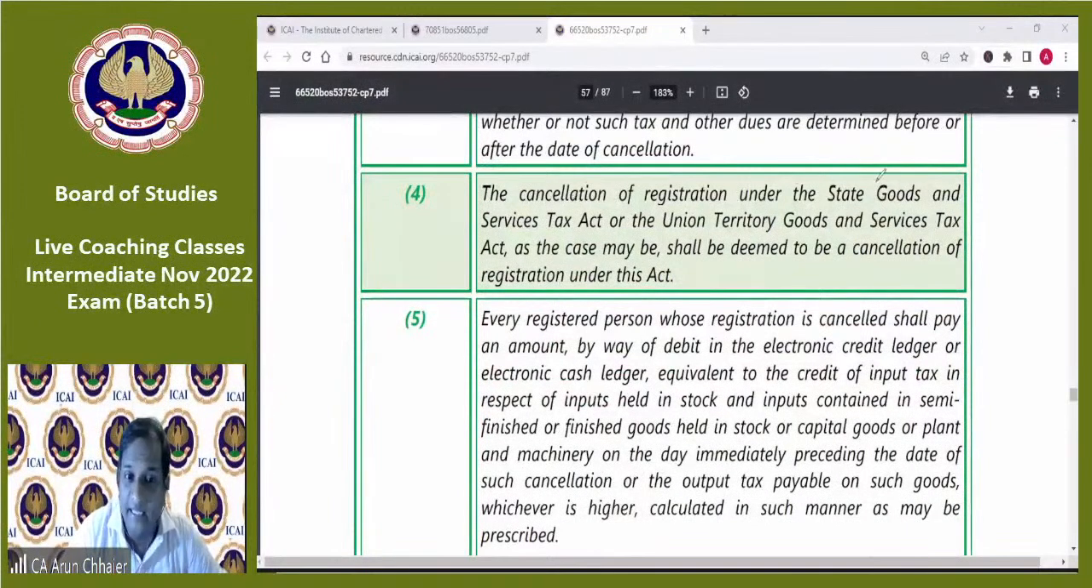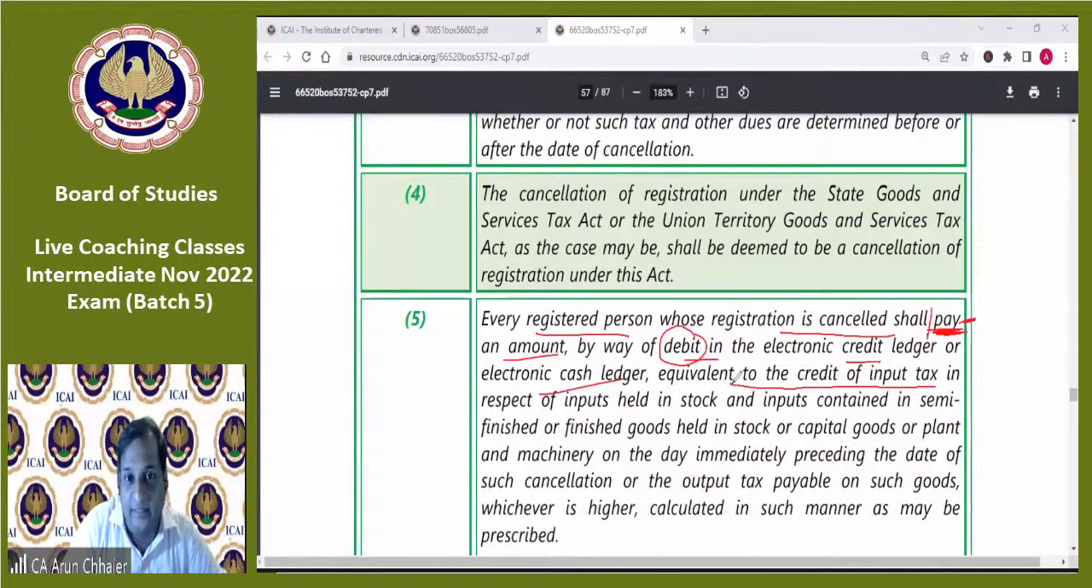The cancellation under SGST will be deemed to be the UTGST or IGST, CGST, etc. Important again. Every registered person whose registration is cancelled shall pay an amount. How much amount? How will he pay? By way of debiting the electronic credit ledger or cash ledger.